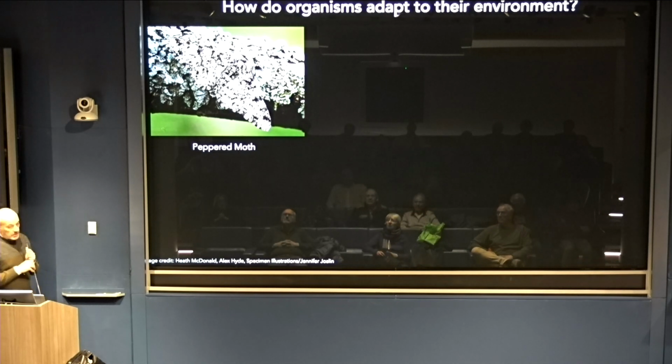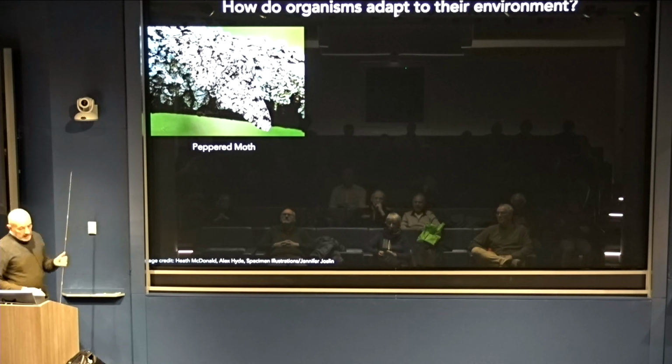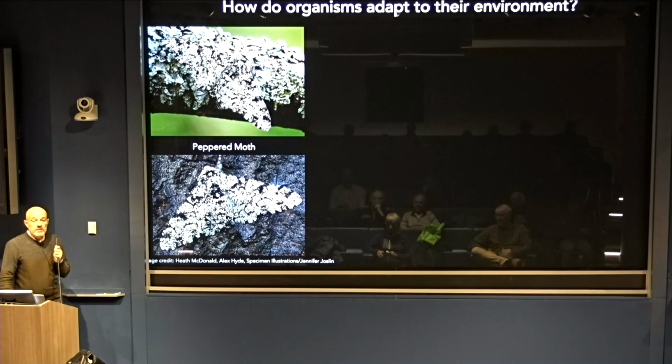It's a case of evolution of a peppered moth in England. So this is the peppered moth. It's sitting on a tree. You can barely see it. But when industrialization started happening in England and the trees got dark, it got much easier for us and for the birds to see these peppered moths.